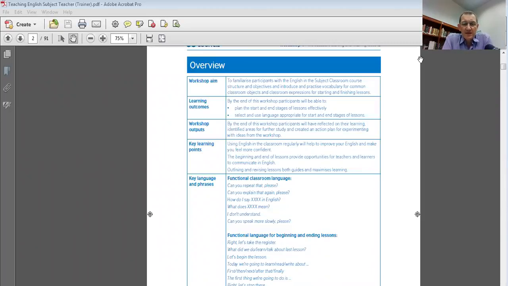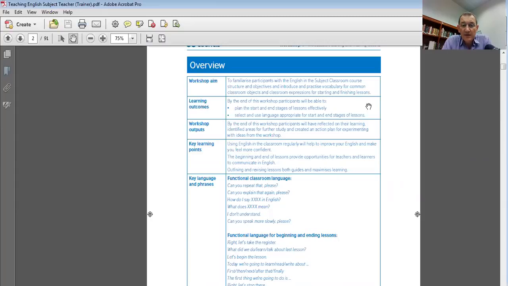So I'm now going to share the screen so that you can see the trainer's book. Each of the units starts with this at-a-glance guide to the unit itself, the overview, and the first thing on the overview is the workshop aim. So this unit is concerned with familiarizing participants with the course structure and objectives, and to introduce and practice a vocabulary for common classroom objects and classroom expressions for starting and finishing lessons.